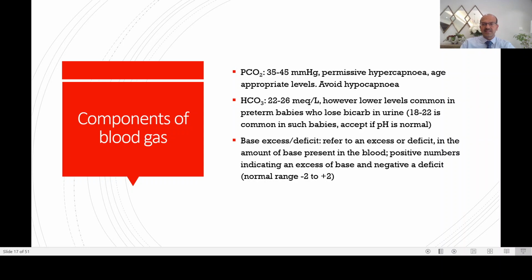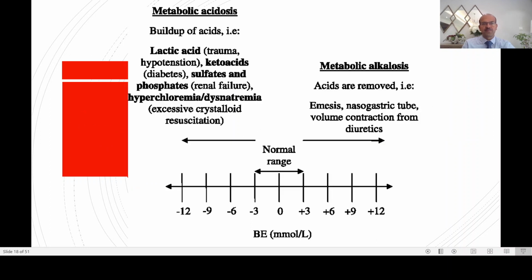Base excess or deficit refers to an excess or deficit in the amount of base present in the blood. So a positive number indicates an excess of base, and a negative number shows a deficit. So if you say base excess of -2, it means a little more acid is there. If you say +2, there is a little more alkali. So -2 to +2 is taken as normal. However, -4 to +4 is quite acceptable. And most of the time we look at the overall gas picture, and as I said, these two are derived values, so you wouldn't action them immediately till you verify whether the sample looks correct and not discrepant.